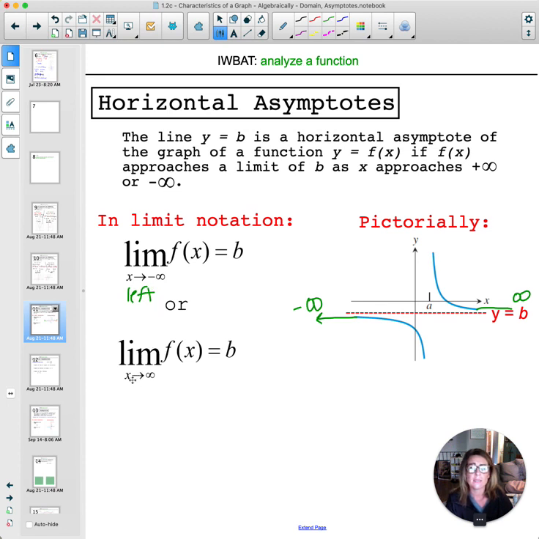Then the limit as x approaches positive infinity, so 1, 10, 100, 1,000, 1,000,000. So on the right side of your graph, as your x's are getting bigger and bigger to the right, this function is also approaching this number. So it's going towards b. Then that's a horizontal asymptote.